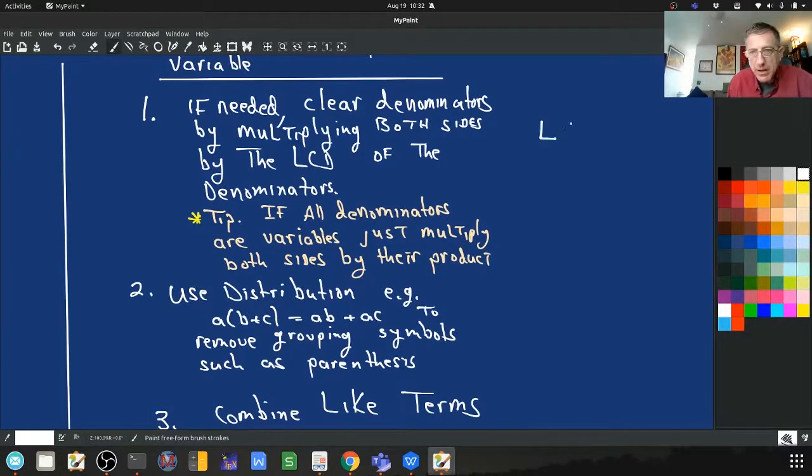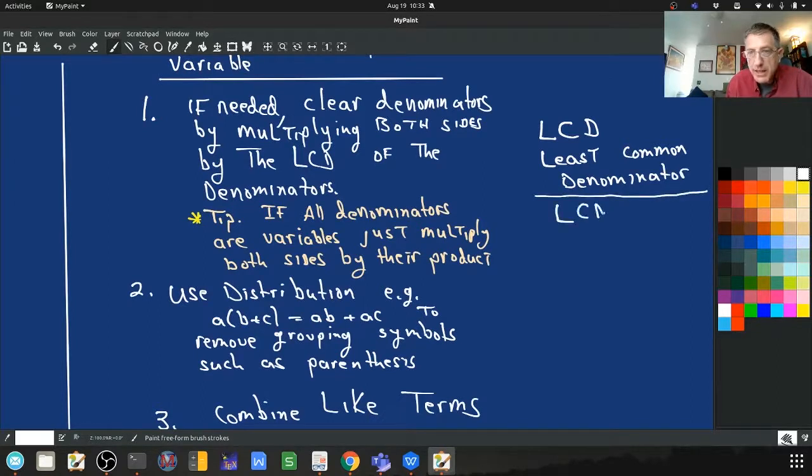The LCD. That again stands for the least common denominator. You may also know it by an equivalent term, LCM. Again, that's the least common, but M means multiple. They both mean exactly the same thing. Tip: if all denominators are variables, just multiply both sides by their product.